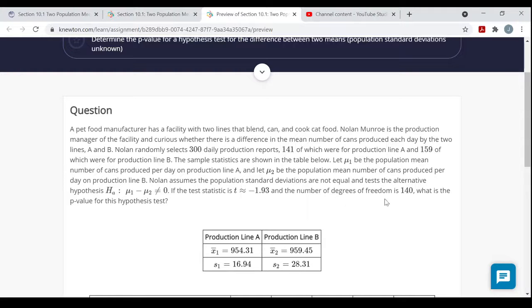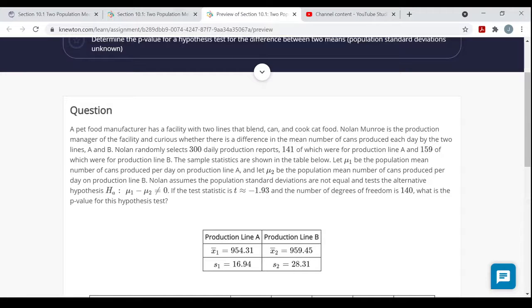And the number of degrees of freedom for the t-distribution for the difference of sample means is 140, because it's non-pooled. Remember, the number of degrees of freedom used was the smaller of the sample sizes minus 1. The smaller of these two sample sizes is 141, minus 1 is 140. Now if it were pooled, if they assumed the population standard deviations were equal, then it would be the sum of the sample sizes minus 2 for the degrees of freedom. But we're using the smaller of the sample sizes minus 1 here. And then they're asking, what is the p-value for this hypothesis test?